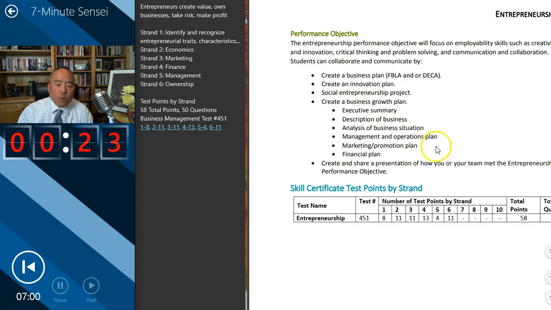Well, folks, we've run out of time. Let me just point out to you at the bottom here of the Strand and Standards documents, you'll see that you have a breakdown on questions. You'll have a total of 50 questions, 58 points. The one area that you'll have the least amount of questions is in Strand 5.